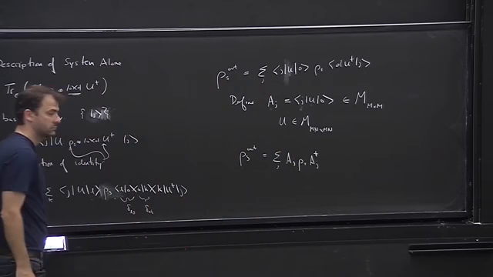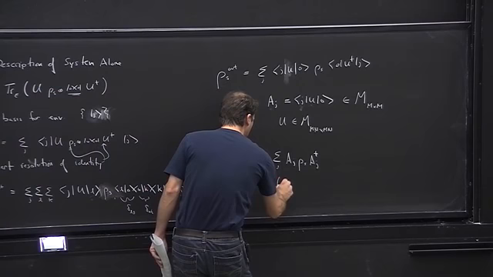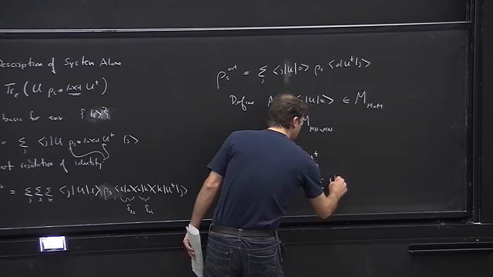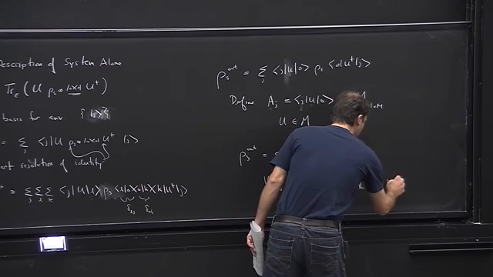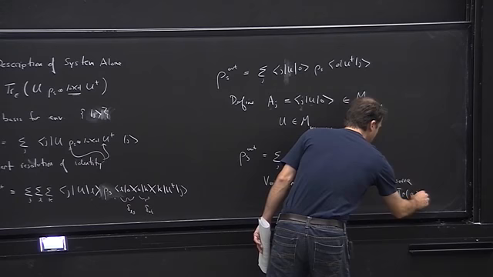And then as you probably did for your homework, you can easily verify that a sum over j of A j dagger A j has to be equal to identity to conserve probability, so to preserve normalization, trace of rho s equal to 1.